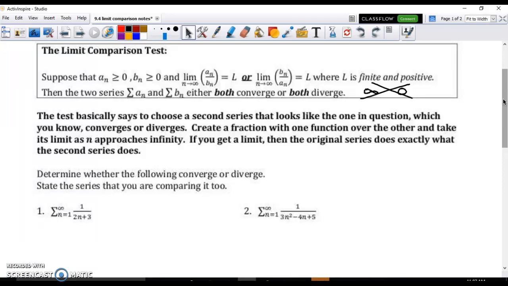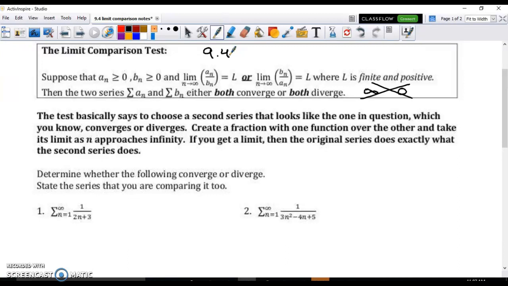It's the limit comparison test. I actually love this test. I don't know why, I think it's fun. But anyway, what you're going to do is compare it to another function. And really, once you start to see these, it'll make a lot more sense. You're going to compare it to that function.